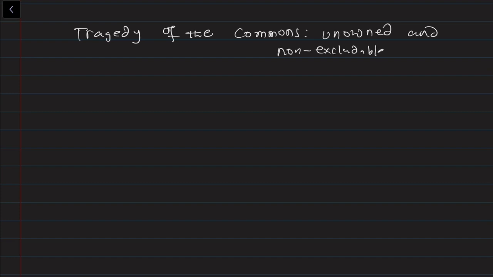Tragedy of the commons. This is the tendency for any good which is unowned and non-excludable to be overused and under-maintained. So, to be overused and under-maintained. For example, fish in public waters.